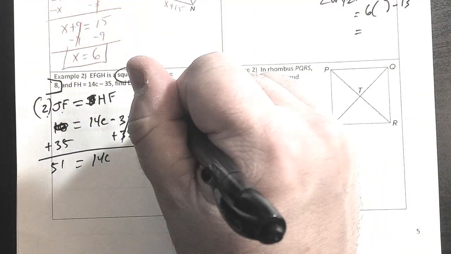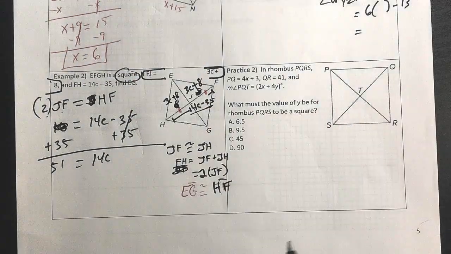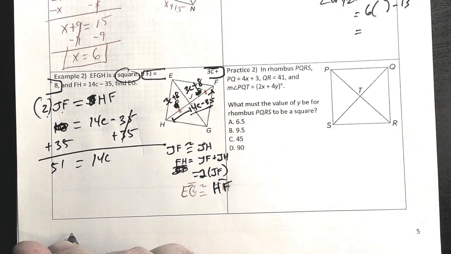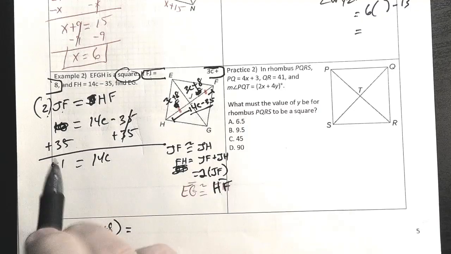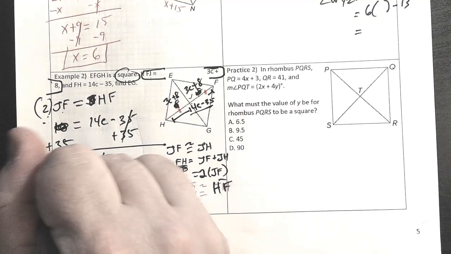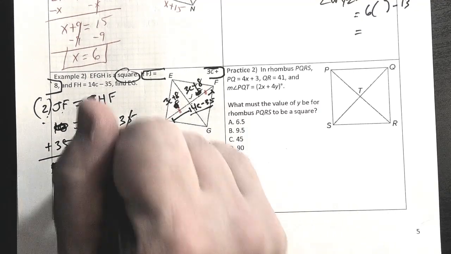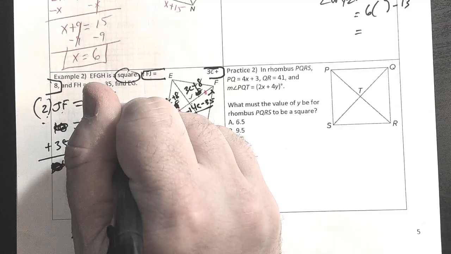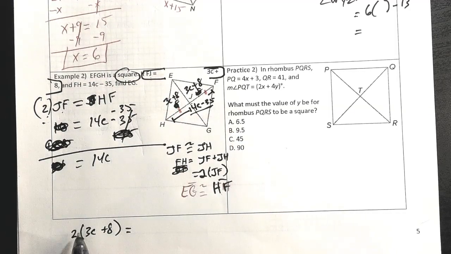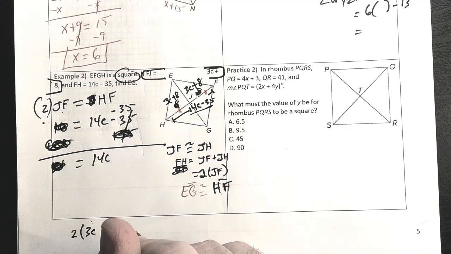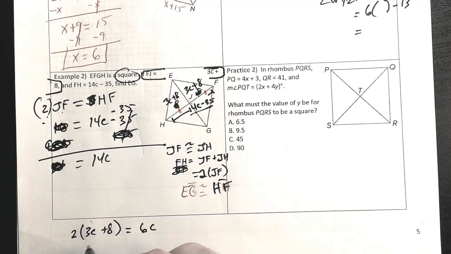3C plus 8, 3C plus 8. And we're going to go down here and say 2 times 3C plus 8, because we need to know what that is to put it over here. So yeah, I knew this was all looking weird. So it's 14C minus 35, and we're going to put this over there. So let's distribute. 2 times 3C is 6C. 2 times 8 is 16.